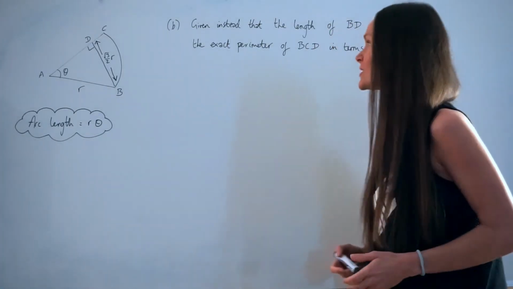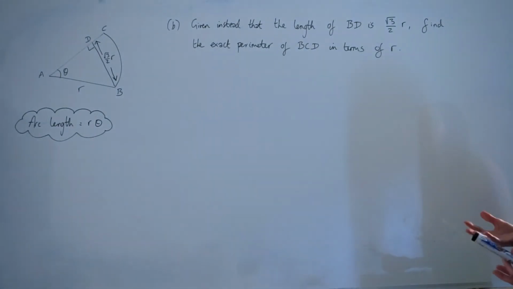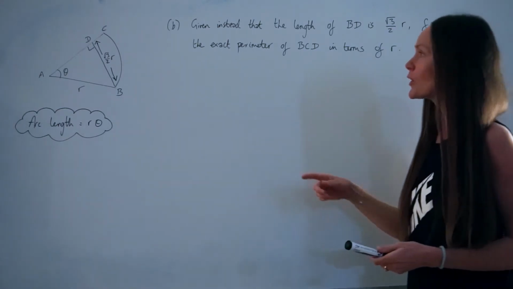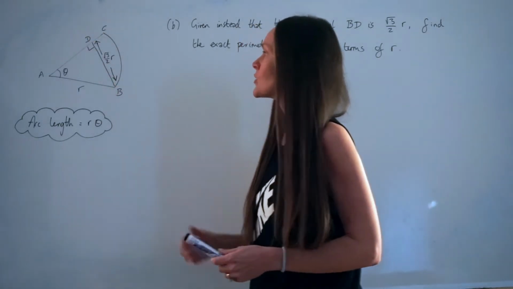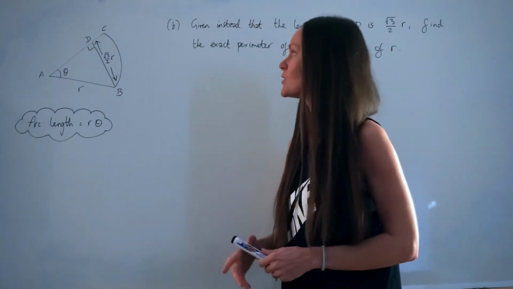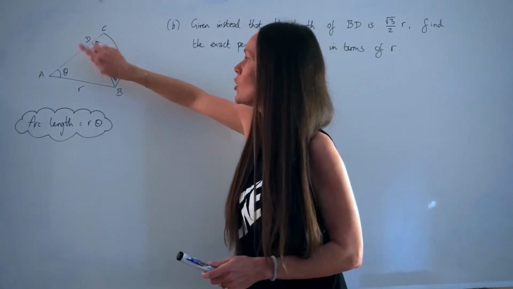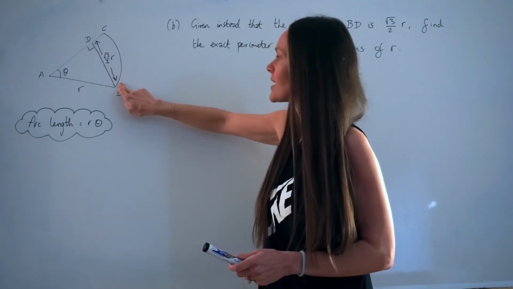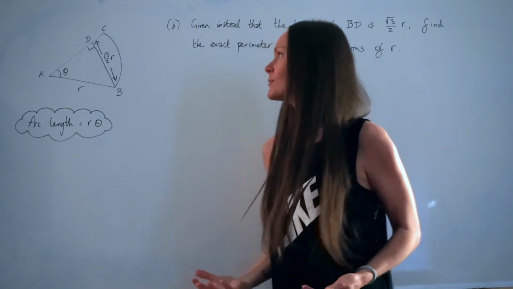In the second part of this question, it says, given instead that the length of BD is root 3 over 2r, find the exact perimeter of BCD in terms of r. Okay, so we have to work out the perimeter of BCD, this part here, okay? To work out the perimeter, you have to add all of the edges together. So we have this straight edge given already. We have to work out the length CD and also the arc length of the sector. And when we add those three edges together, that will give us the perimeter, okay?